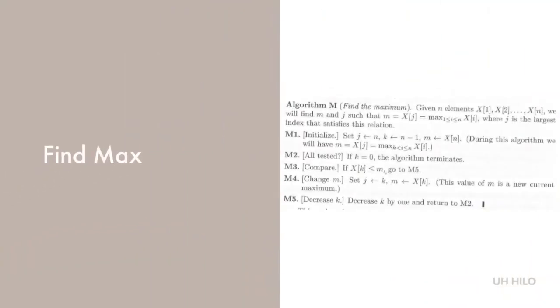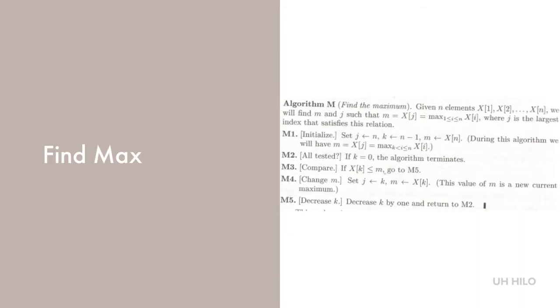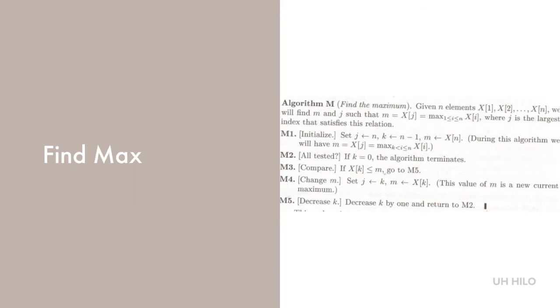Let's take a look at an example. This is the find maximum algorithm. Given n elements x1, x2 through xn, we will find m and j such that m is equal to x sub j and is equal to the max of x sub i, where j is the largest index that satisfies the relation. In analyzing this algorithm, we require a fixed amount of storage, so it's only necessary to look at the time required to perform it.